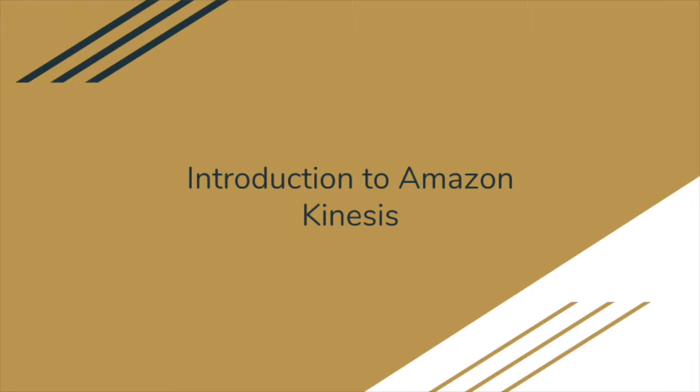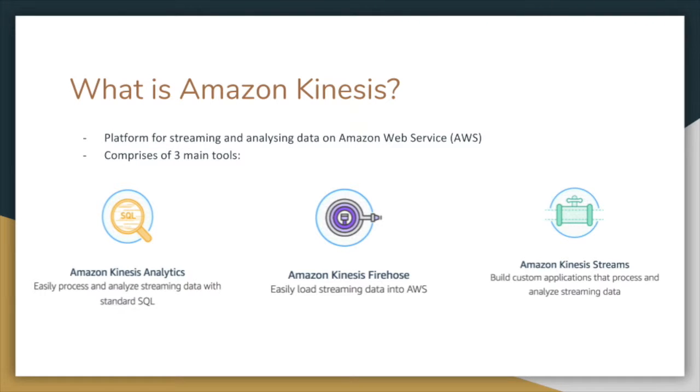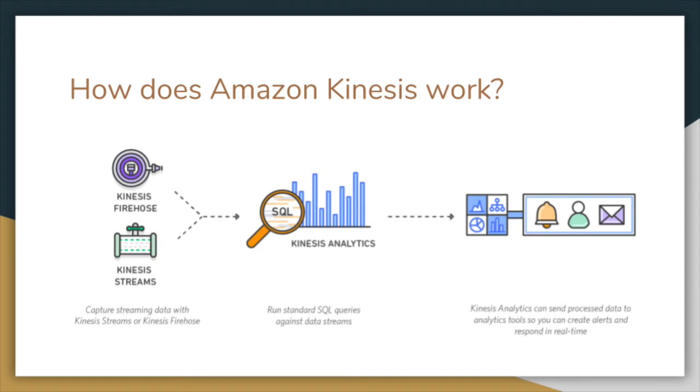So to give a short introduction, what is Amazon Kinesis? Kinesis is a platform for streaming and analyzing data on Amazon Web Services, AWS for short. It comprises three main tools: Amazon Kinesis Analytics, Amazon Kinesis Firehose, and Amazon Kinesis Stream. Analytics allows you to easily process and analyze streaming data with standard SQL, while Firehose allows you to easily load streaming data into AWS. Kinesis Stream is our focus here, and it allows you to build custom applications that process and analyze streaming data concurrently.